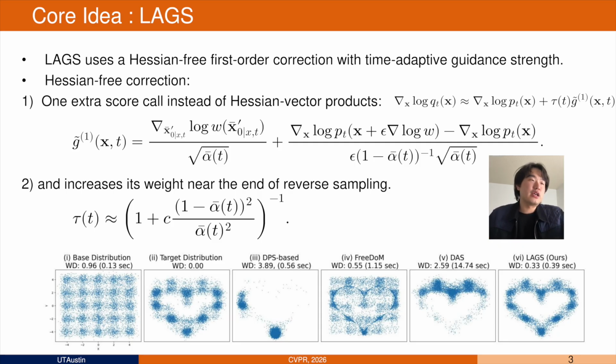We first test LAGS on a controlled 2D example. The base distribution is a Gaussian mixture, and the weight function defines a structured target distribution such as a heart shape and a butterfly shape and those kinds of things. We can see that DPS misses much of the target structure. Freedom covers more area, but also generates samples outside the target. DAS is more accurate, but much slower due to resampling and also somewhat biased. And our LAGS matches the target distribution well while being the fastest. So this shows that the lightweight approximation is still accurate enough for weighted sampling.